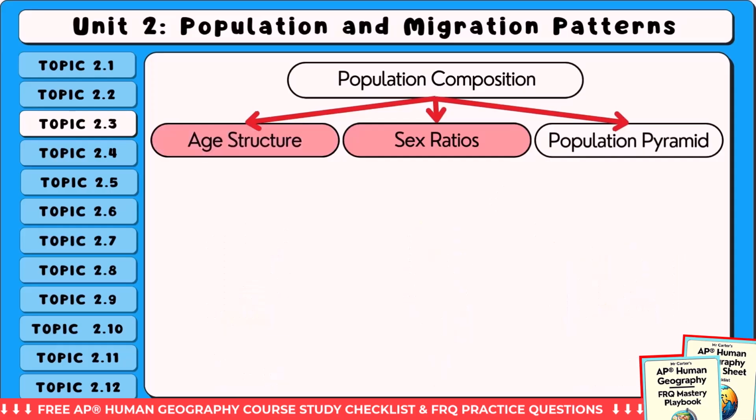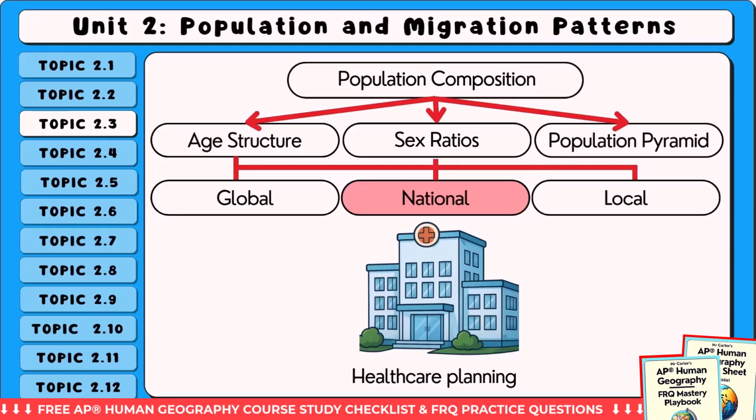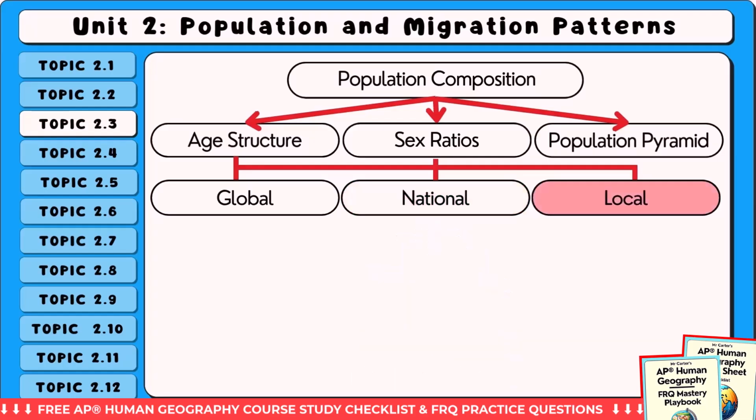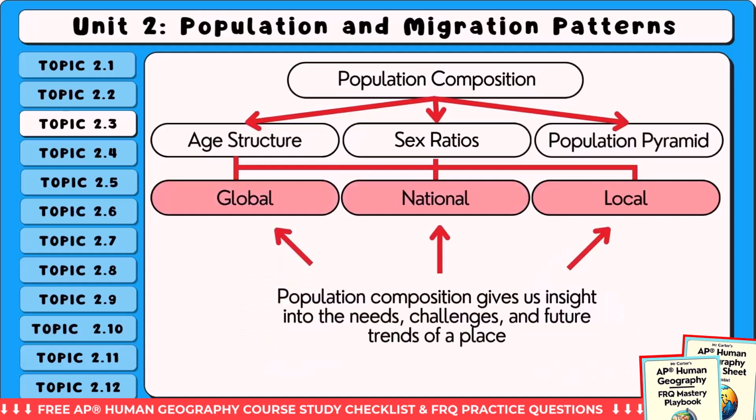These patterns, age structure and sex ratio, can be studied at different scales, such as global, national, or local levels. A national government might use this data to plan healthcare policy, while a city might use it to decide where to build schools or retirement centers. At every scale, population composition gives us insight into the needs, challenges, and future trends of a place.